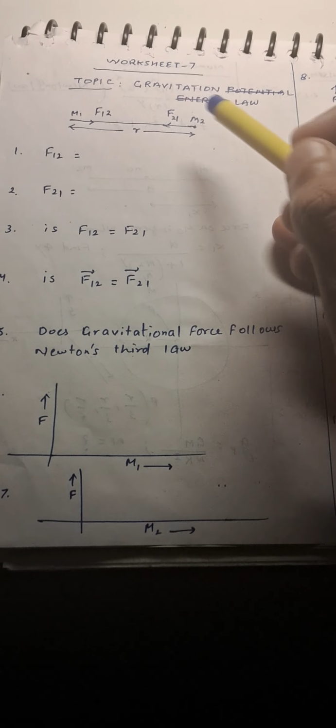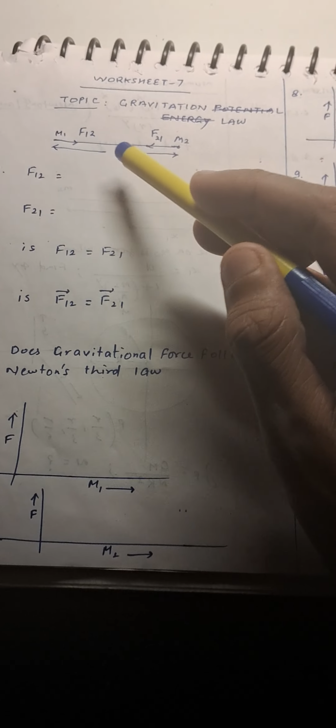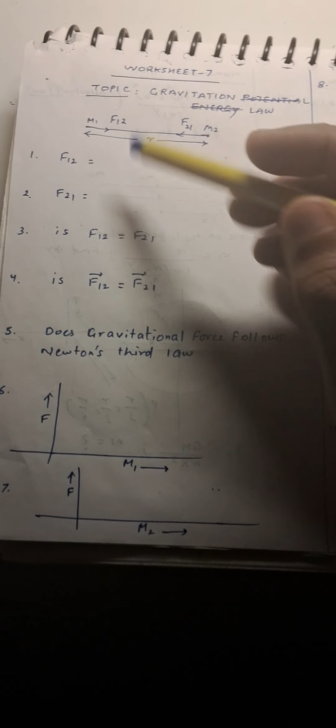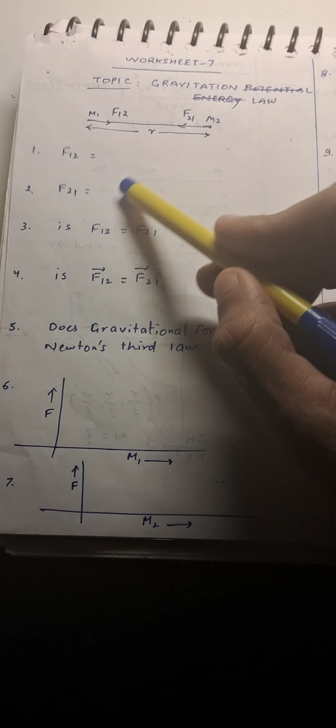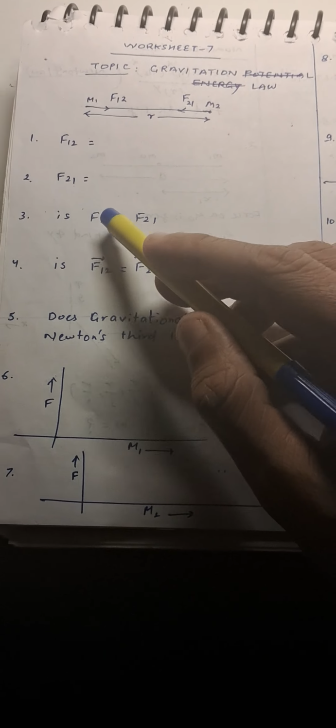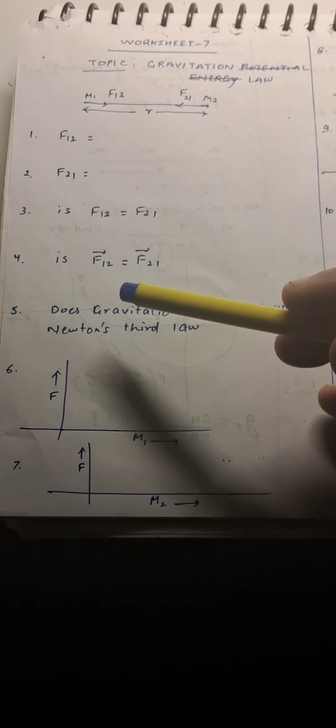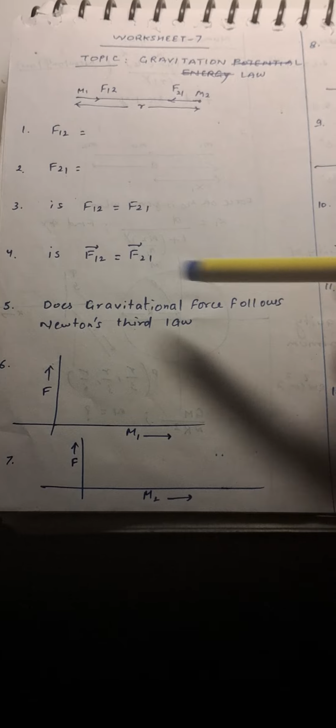And we have the next worksheet. It's based on the law of gravitation. So two masses are there, m1 and m2, separated by distance r. Gravitation forces are F12 and F21. The first thing is the magnitude of F12, then the magnitude of F21. Next, are the magnitudes equal? Next question is, are the vectors equal? Then, does gravitation force follow Newton's third law?